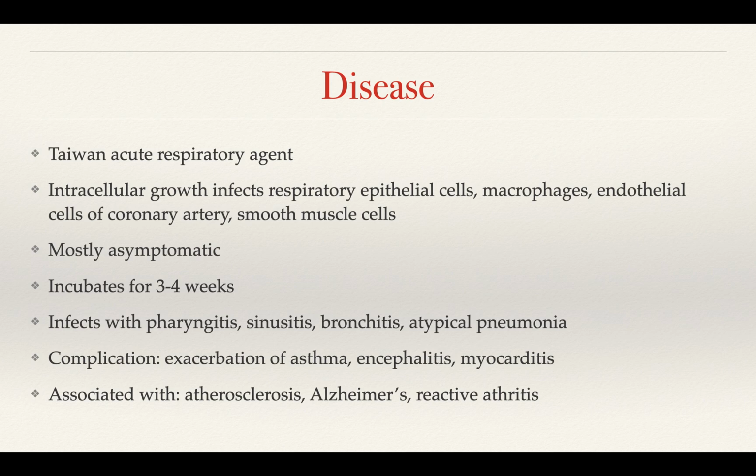So mostly it's asymptomatic, incubates for a while, about 3 to 4 weeks, and the disease process would be pharyngitis, sinusitis, bronchitis, and atypical pneumonia. Complications would be the exacerbation of asthma, encephalitis, and myocarditis. It's associated with people with atherosclerosis, Alzheimer's, and reactive arthritis.